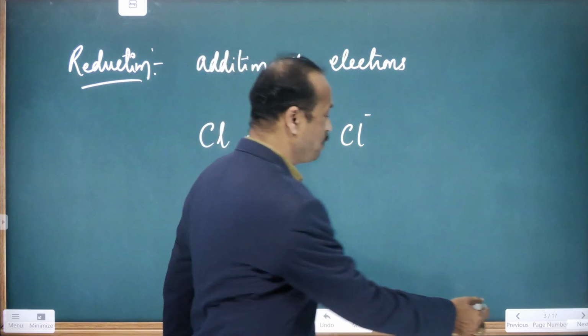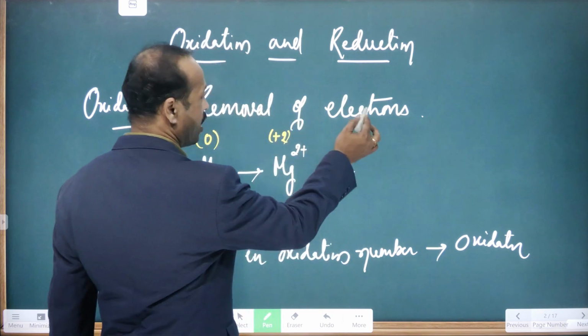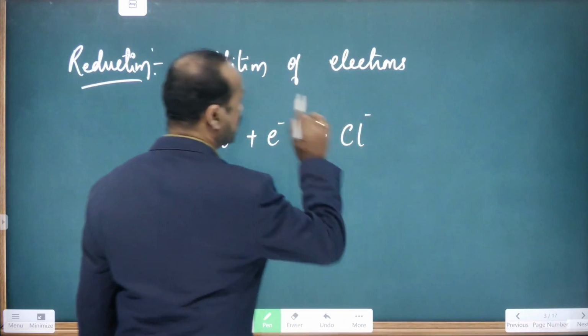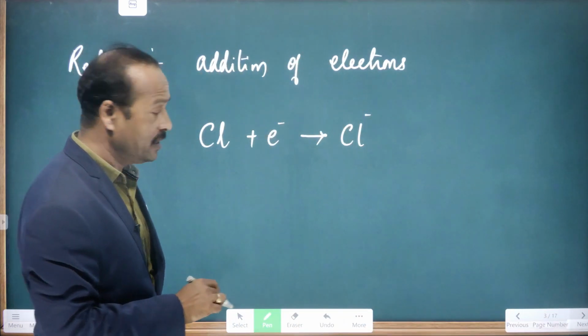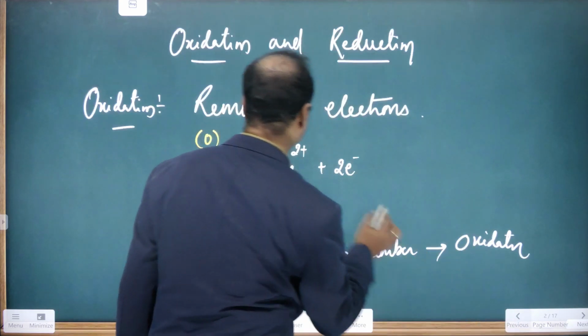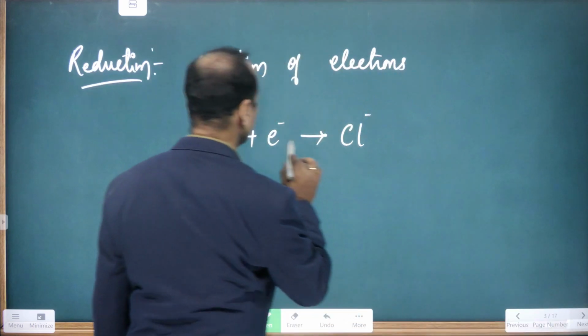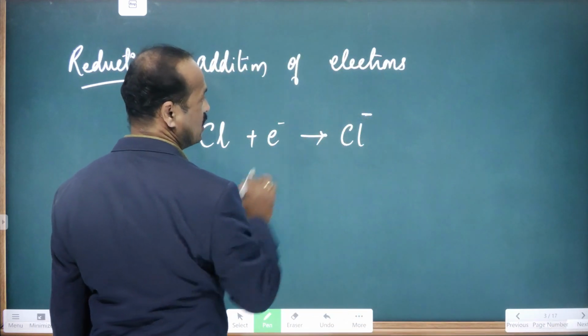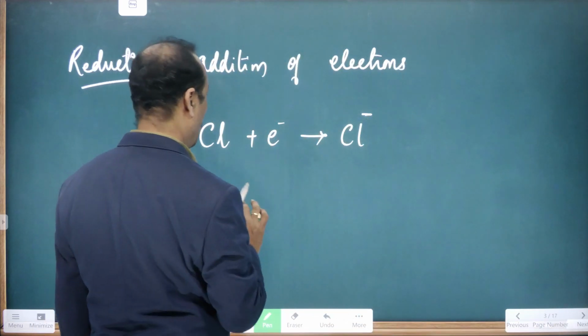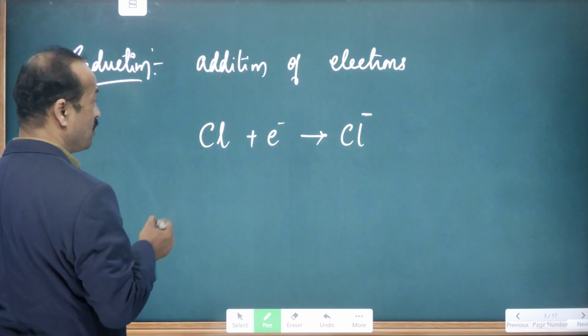What we studied in the previous slide was removal of electrons. The opposite is addition of electrons. When we remove electrons, a positively charged ion is formed. When we add electrons, a negatively charged ion is formed. Clear? Now, in terms of oxidation number, what happens here?